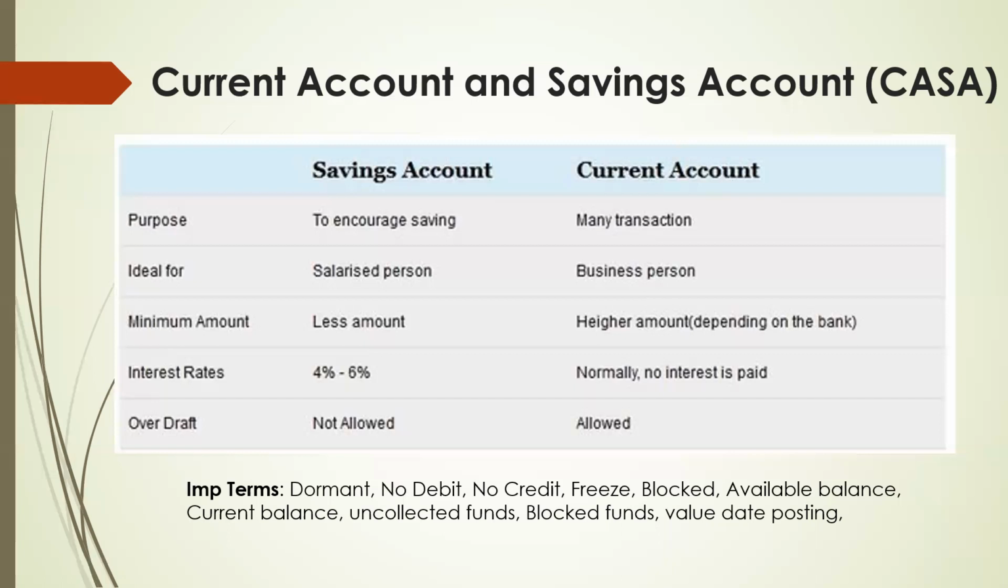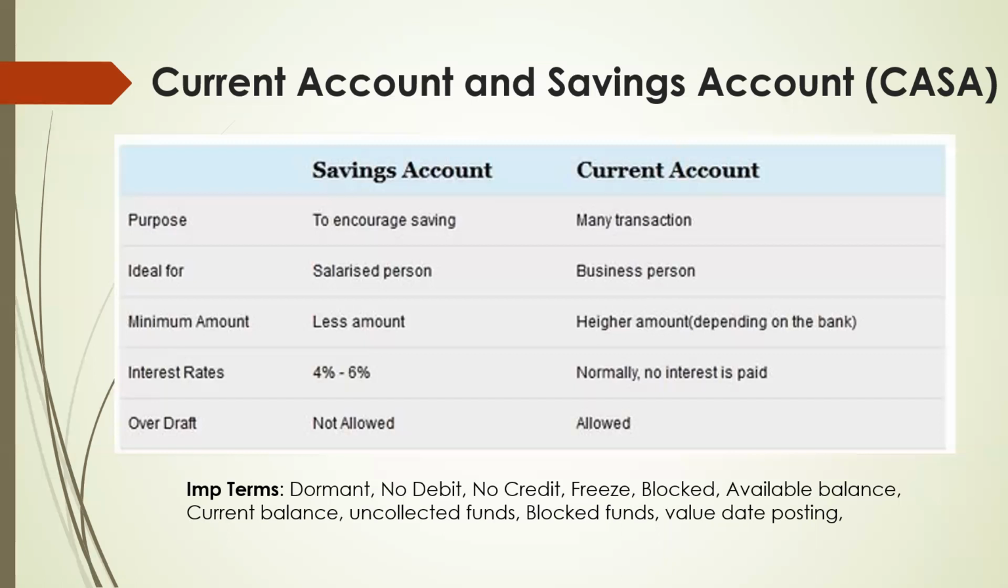Typically, savings accounts don't allow it. Current account, it is allowed based on the relationship and exposure for the bank. And for the savings account, some banks, yes, for salaried accounts they also allow. That depends on the bank type. And then we will see some important terms in these accounts.